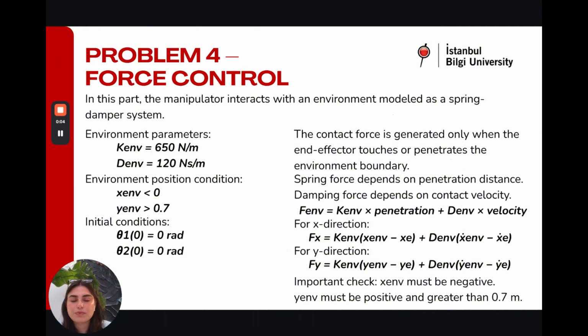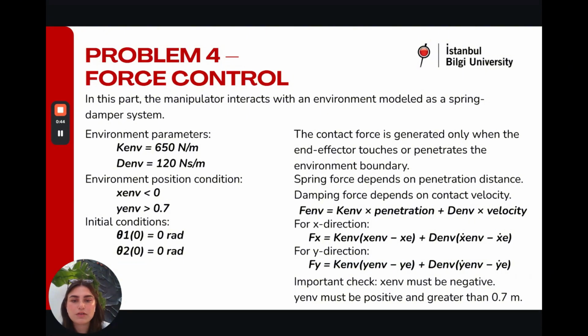Now I will present problem 4, force control. In this project, we make robots interact with an environment to apply a specific force, similar to an industrial robot pressing against a surface. To achieve this, we modeled the environment as a spring damper system. This surface has a stiffness defined by the spring constant and the damping effect. The constant force is generated only when the robot touches or penetrates this boundary.